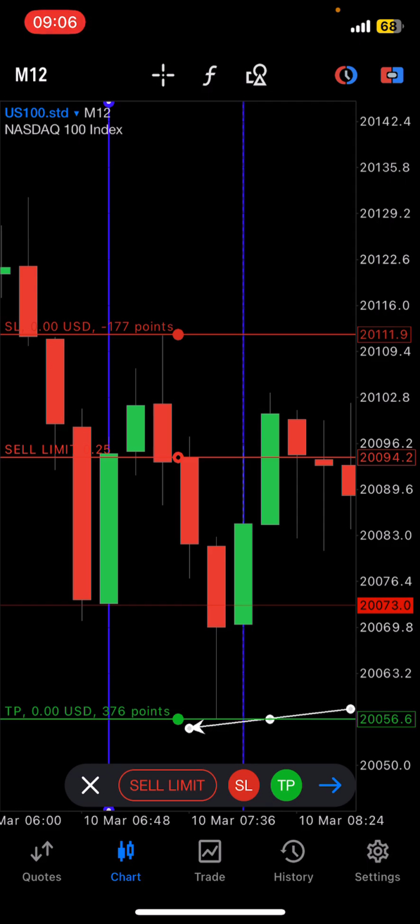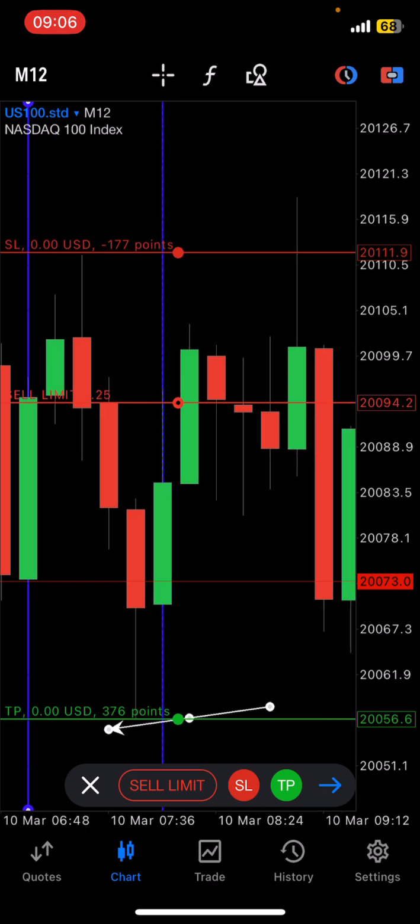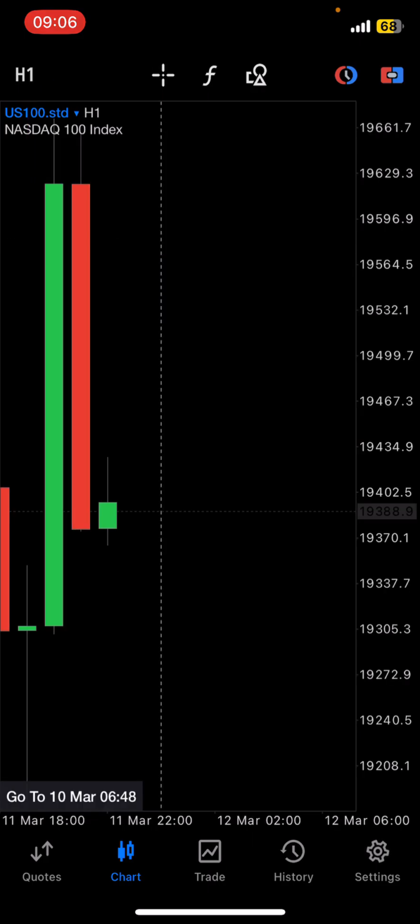So if you have been watching and you have been listening, you can see that you can get an easy 1:2 just using this simple method. Okay, you can just get an easy 1:2. So now that we're done with this one, let's go to our next candlestick. Let's go to the hourly time frame.